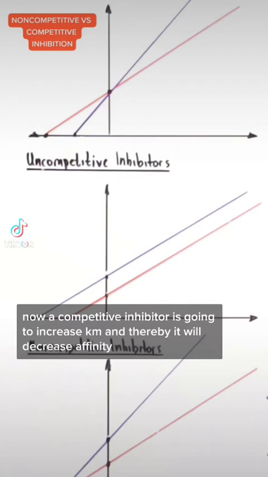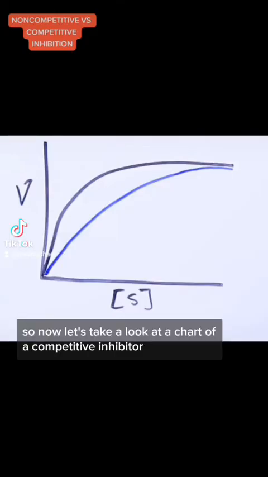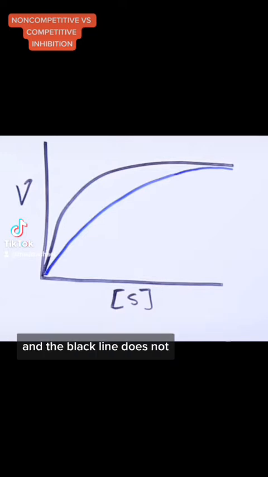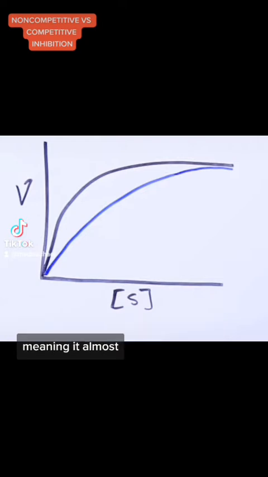Now, a competitive inhibitor is going to increase Km, and thereby it will decrease affinity. This is very important. So now let's take a look at a chart of a competitive inhibitor. The blue line here has a competitive inhibitor, and the black line does not.